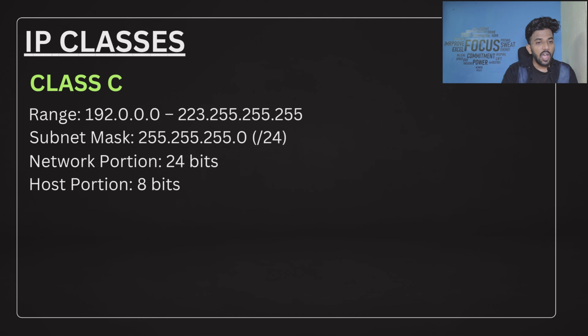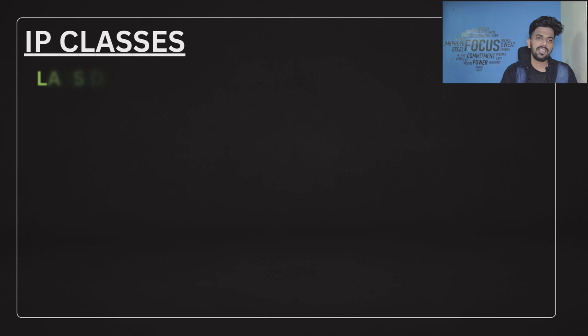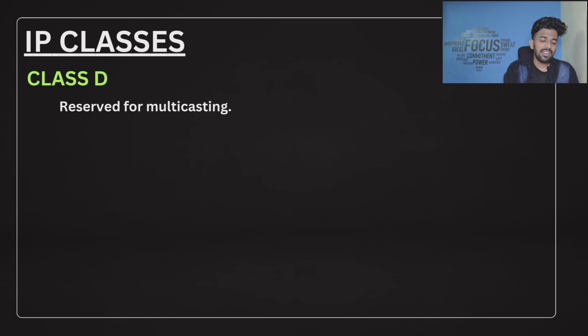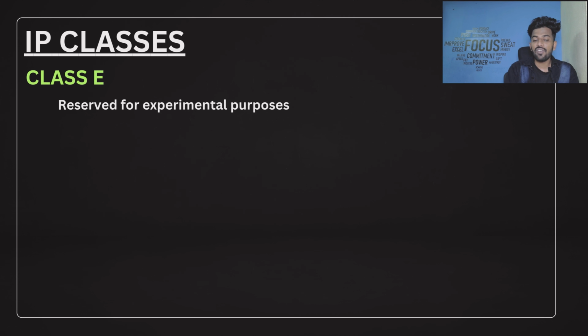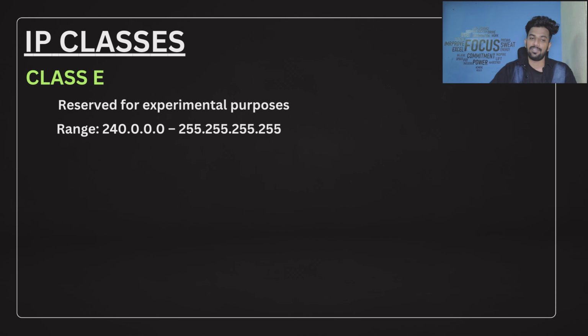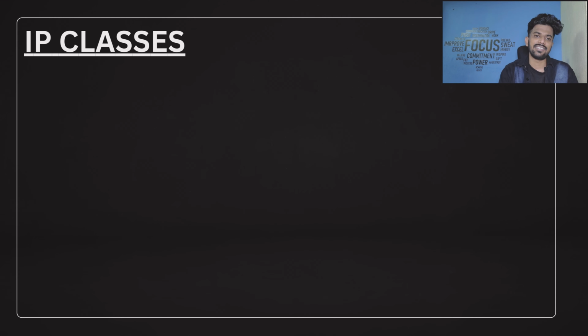So now let's move to class D. Class D is mainly reserved for multicasting. The range starts from 224.0.0.0 to 239.255.255.255. Then class E, which is reserved for experimental purposes. The range starts from 240.0.0.0 to 255.255.255.255. So this is all about the IP classes and the ranges.